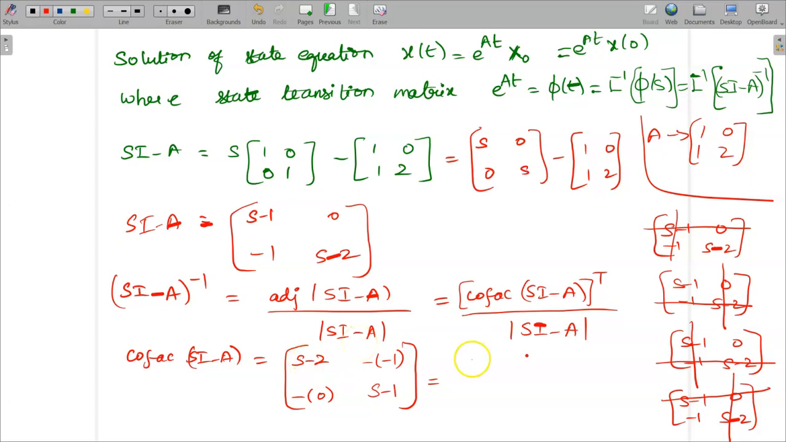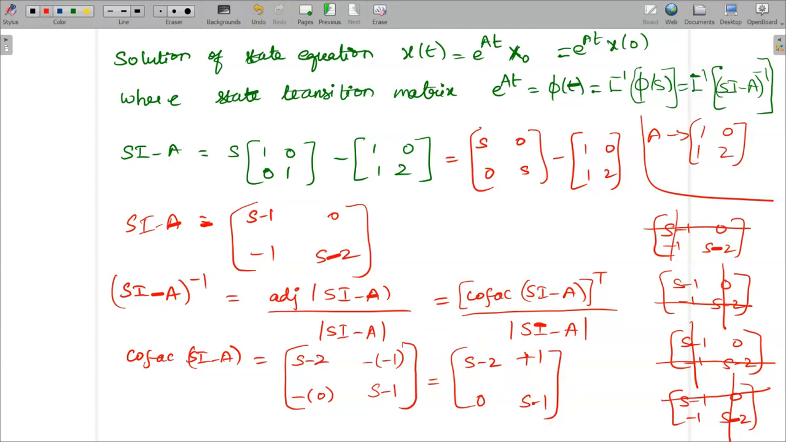So it is s minus 2. Minus into minus is plus, so plus 1 here. Here minus 0, there is no change in that. The negative sign does not affect 0, so just put 0.